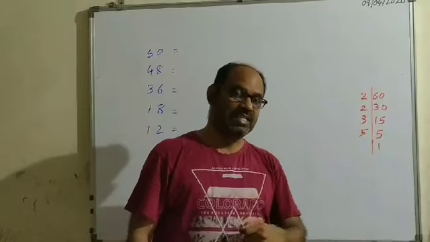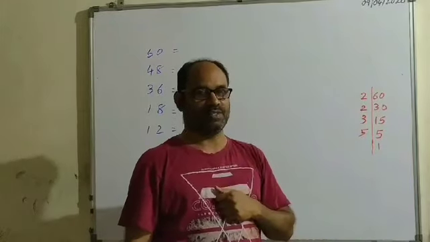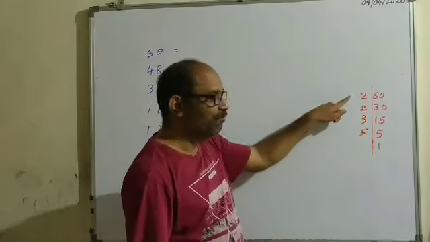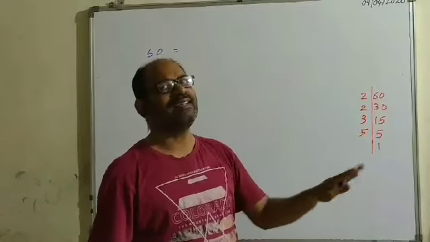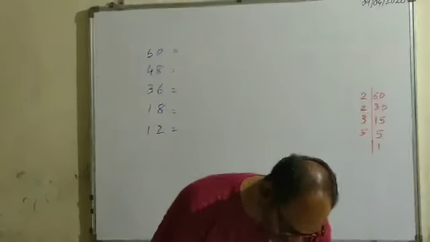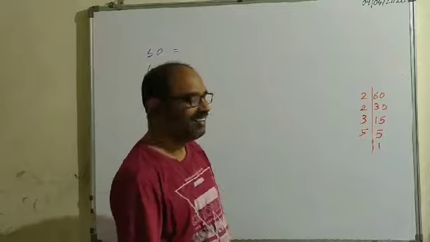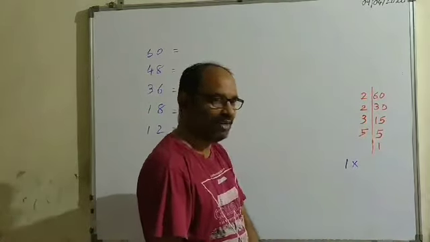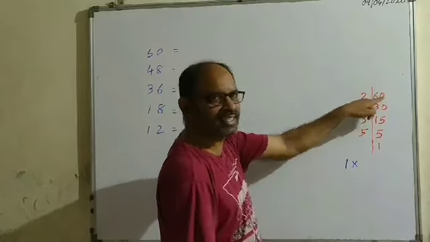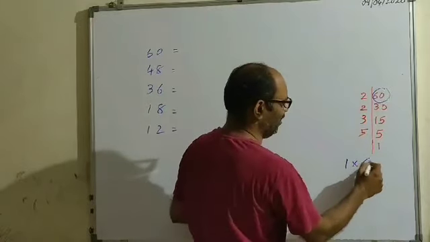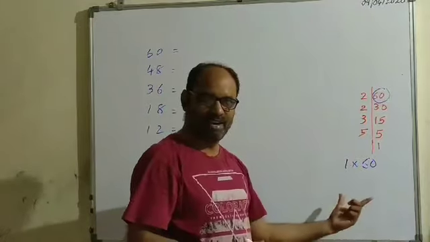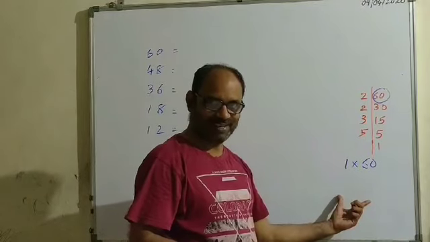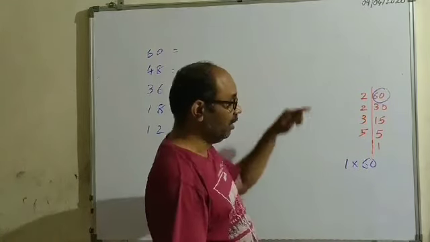And what we need are all factors of 60. So from the prime factors, you get the pairs of factors first. How to do that? You know, 1 is a factor of all numbers. So first you write 1. 1 into 60, that number. 1 and the number itself, they are factors. So we made a pair of that.